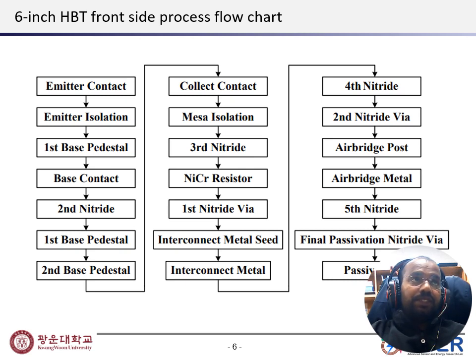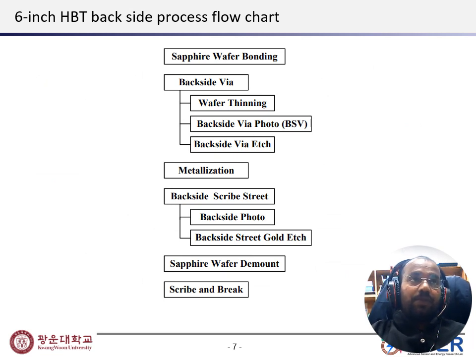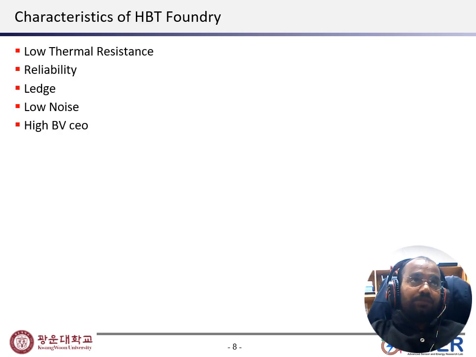This is the 6-inch HBT front side flowchart, and for the back side flowchart. This is for the backside. We have to do wafer thinning, then backside via photo, backside etching. The characteristics of HBT foundry are its low thermal resistance, high reliability, and less noise.